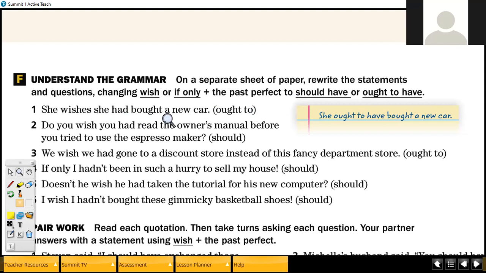So she wishes she had bought a new car. Ought to. She ought to have bought a new car. Okay? So what you have to do is just use the word that is in parentheses. For example, in number 2 is should, ought to, number 3, should, number 4, etc., etc.